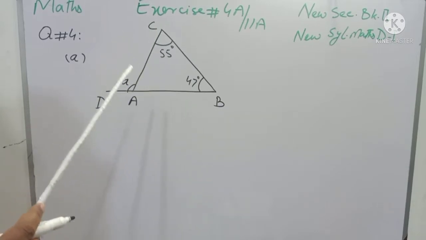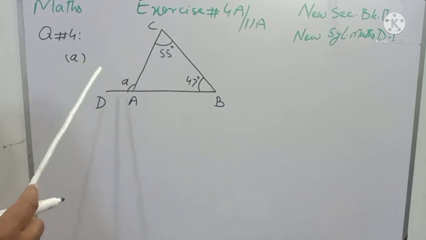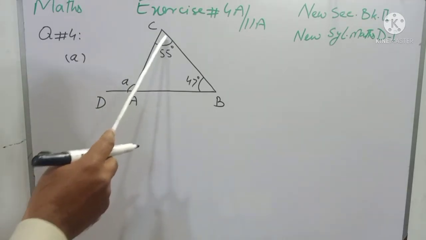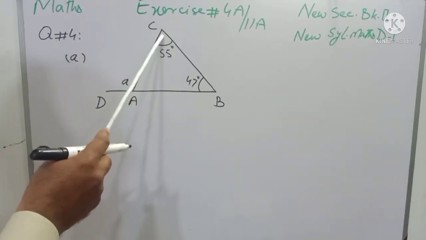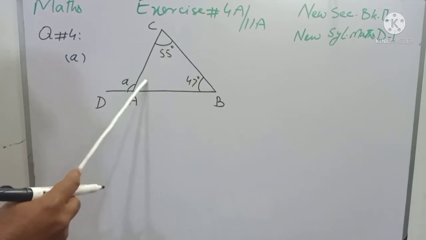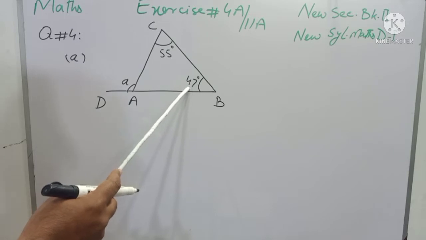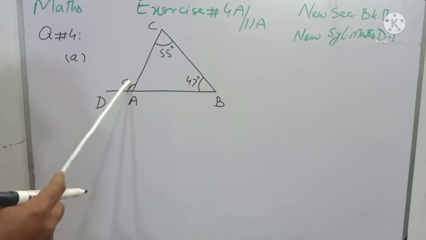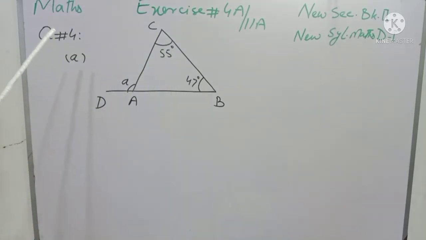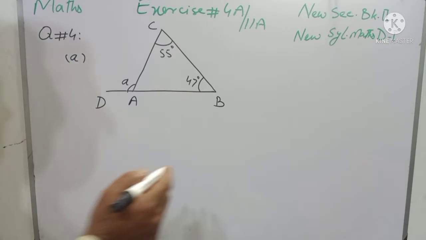So students, keep in mind that in this question we will apply two formulas: the sum of angles in a triangle is equal to 180 degrees, which means if we sum up the three angles of a triangle, the sum will be 180 degrees, and the other formula is that the exterior angle of a triangle is equal to the sum of opposite interior angles. So first I want to explain what the exterior angle is called.